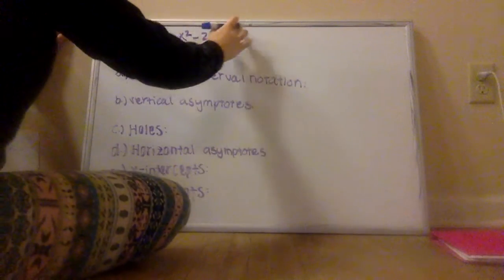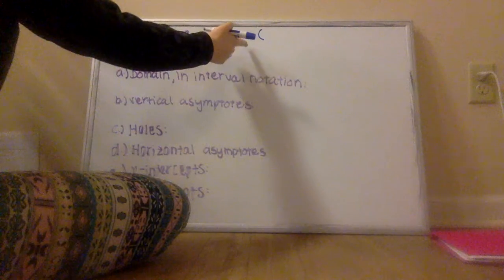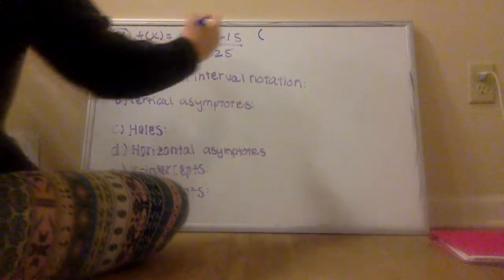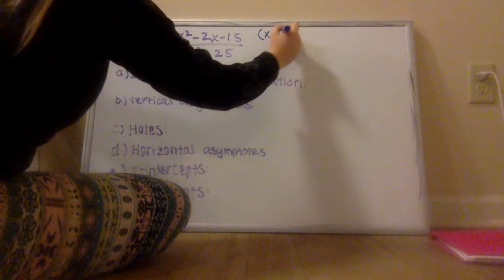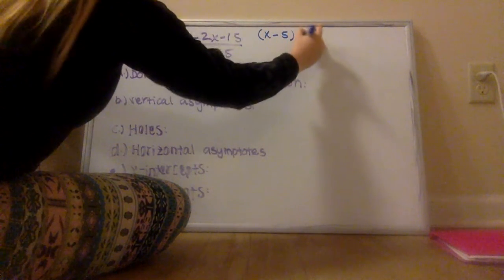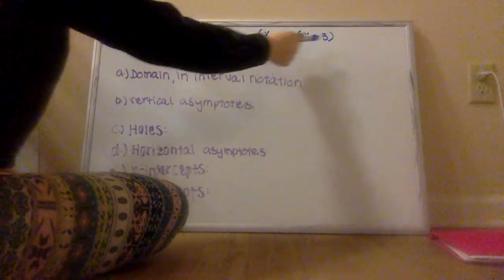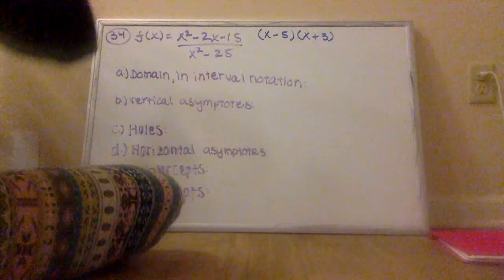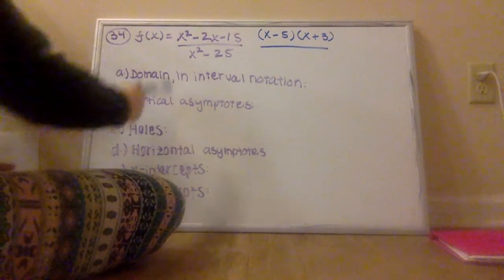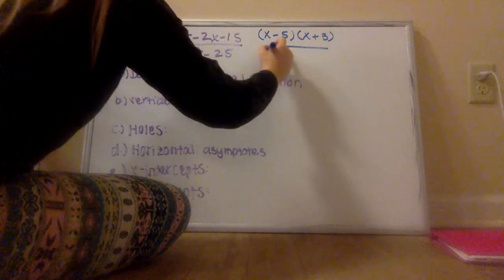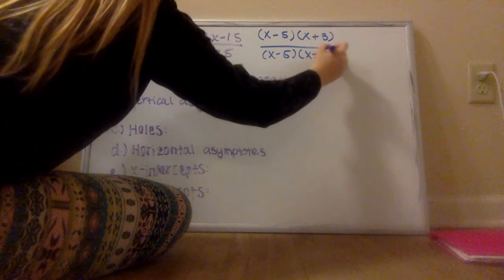Alright, so our numerator, just like our last two problems, we need two numbers that multiply to give us negative 15 and add to give us negative 2, and we know that that is x minus 5 and x plus 3, because negative 5 times 3 is negative 15, and negative 5 plus 3 gives us negative 2. And then for our denominator, we have a difference of squares, so we have x squared minus 25, so then we're going to have x minus 5 and x plus 5.